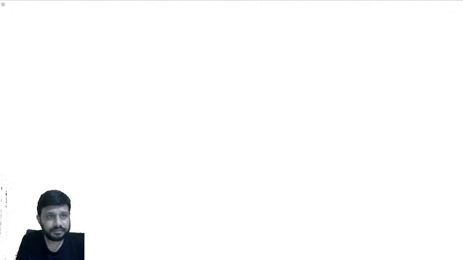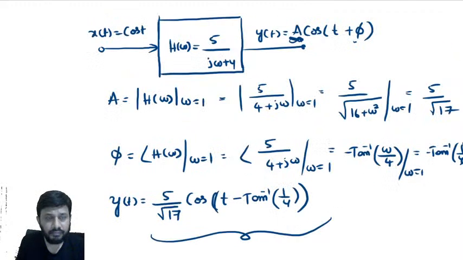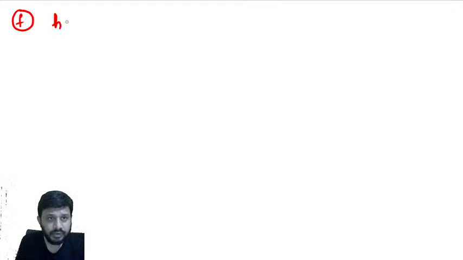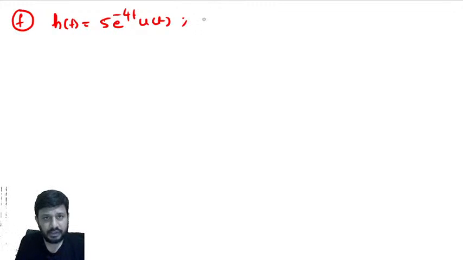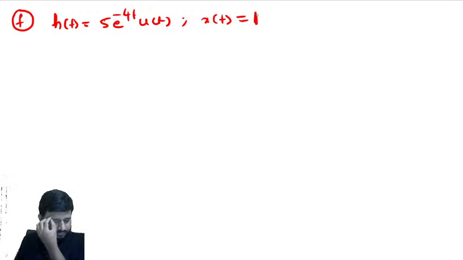Next question. h of t is equal to 5 e power minus 4t u of t and x of t is equal to 1. Input is 1.